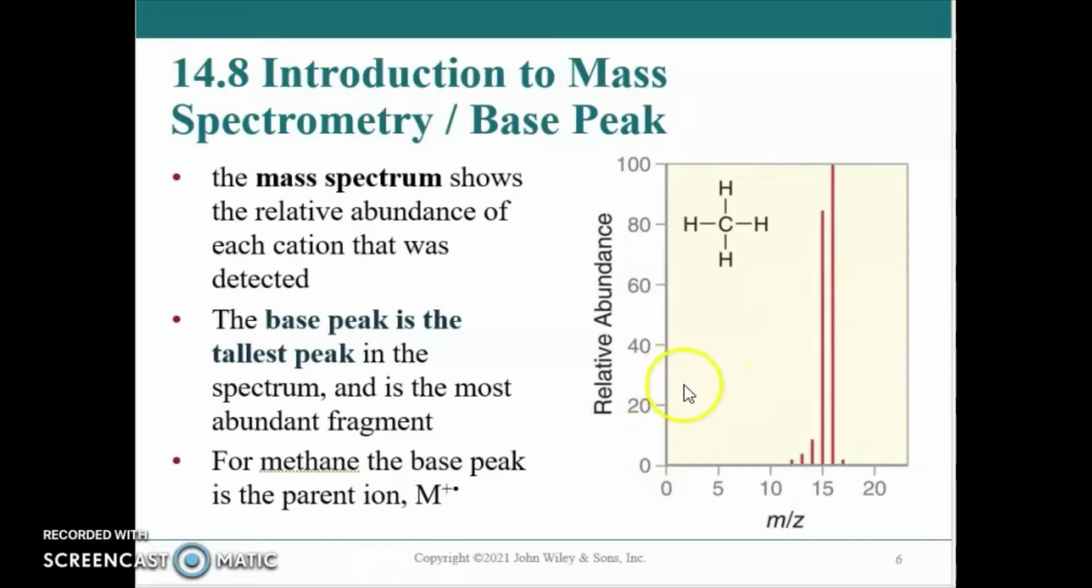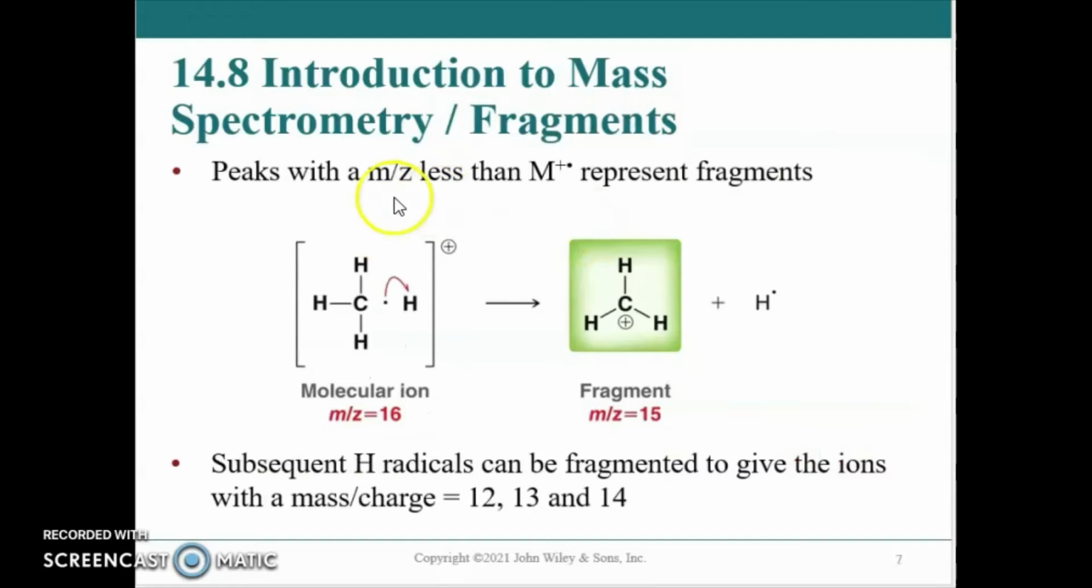That wasn't the case with our bromobenzene spectrum that I began with. So peaks that have a mass to charge ratio that's less than the molecular ion represent some type of fragment. So in this example, the molecular ion of methane, Z is 1, M is 16, so M over Z is 16.